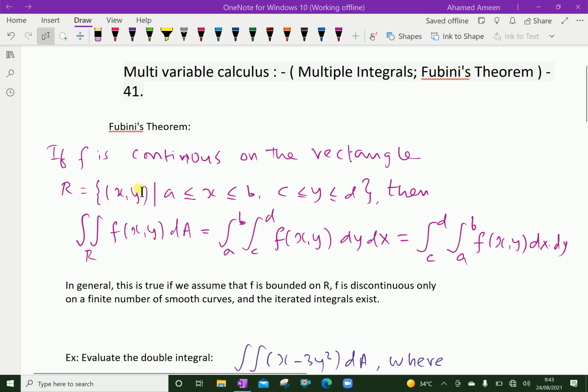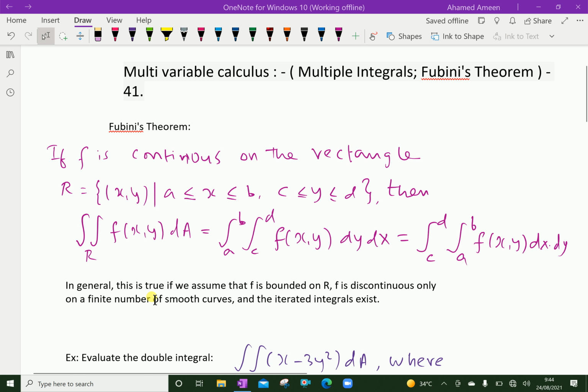In multivariable calculus regarding multiple integrals, let us do Fubini's theorem. If f is continuous on the rectangle R equal to (x, y), where a is less than or equal to x less than or equal to b, and c is less than or equal to y less than or equal to d, then the double integral over region R of f(x, y) dA is equal to the integral from a to b and integral from c to d of f(x, y) dy dx, which is equal to the integral from c to d and integral from a to b of f(x, y) dx dy.